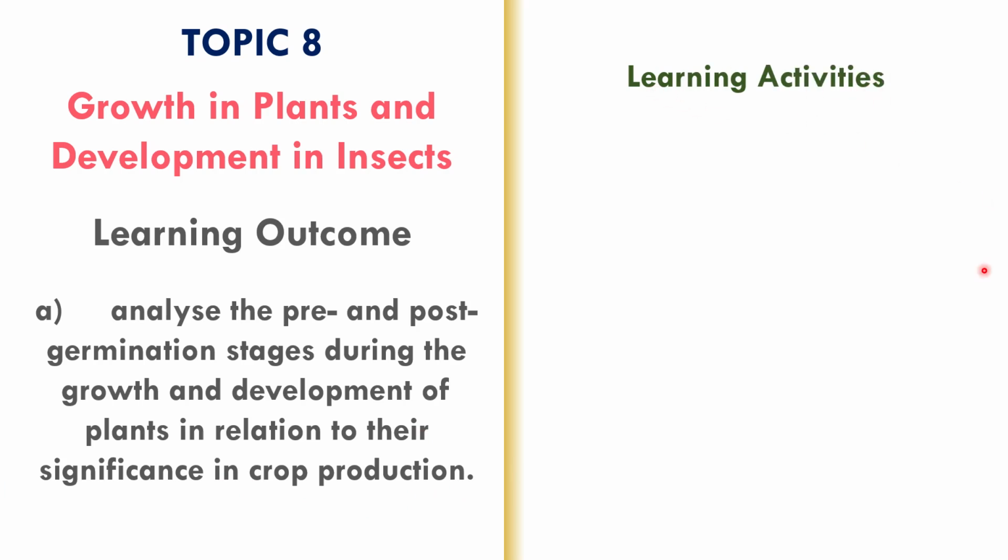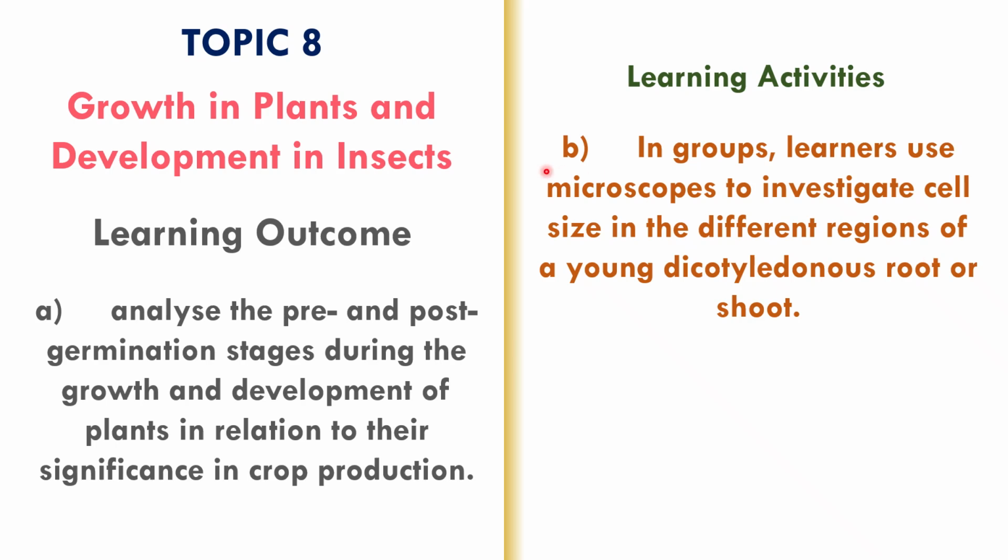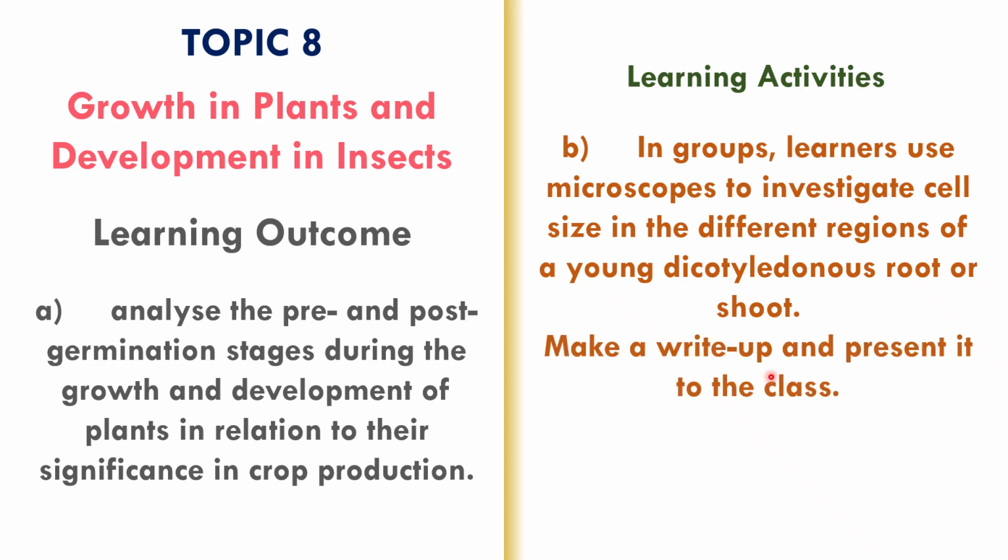Learning activity, part B. In groups, learners use microscopes to investigate cell size in the different regions of a young dicotyledonous root or shoot. They make their write-up and present it to the class.